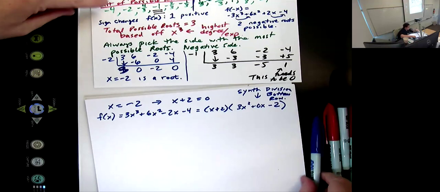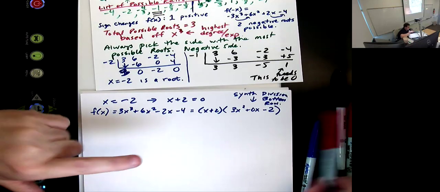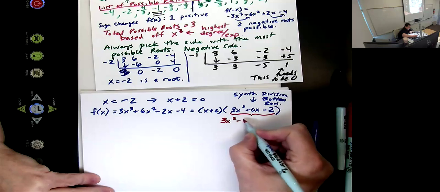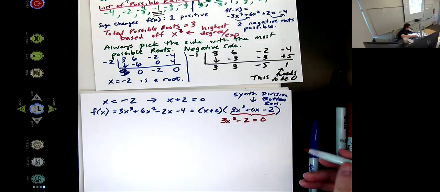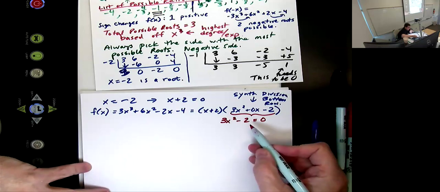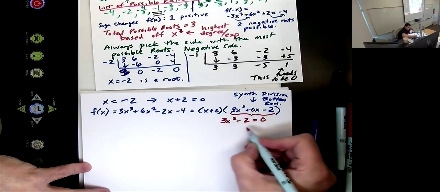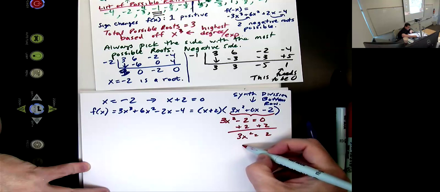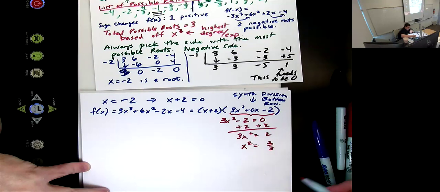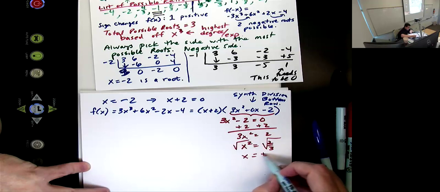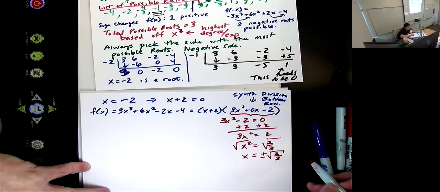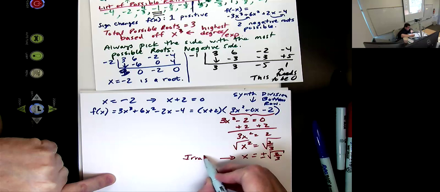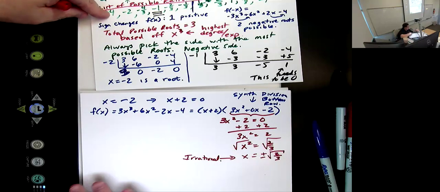Now we could keep trying roots, but we're down to a quadratic. So rather than finding roots, let's just say 3x squared minus 2 equals 0. You could use the quadratic formula, but when there's no x term, I'm a big fan of just adding 2 to both sides. We've got 3x squared equals 2. Divide by 3, and we take the square root, and we get x equals plus or minus the square root of 2/3, which is not in its simplified form, but is irrational, which means we found the only rational root with negative 2.